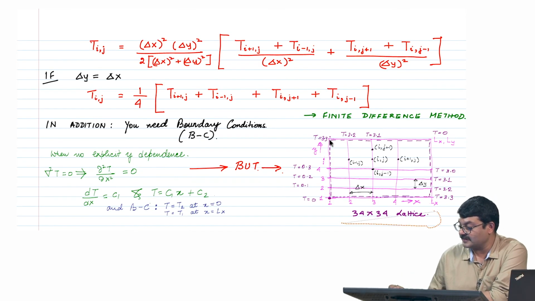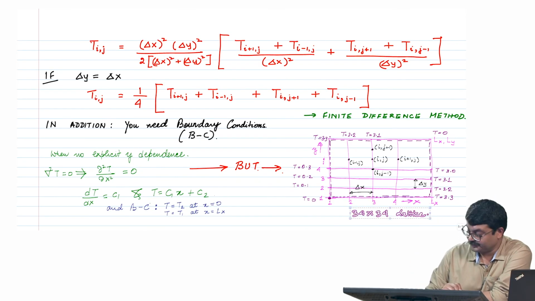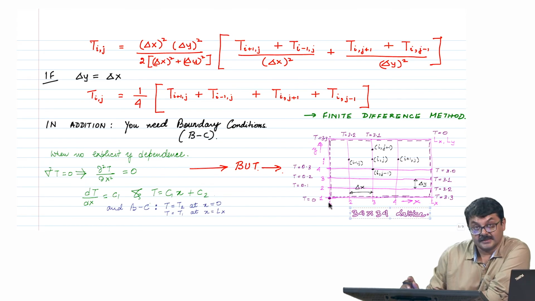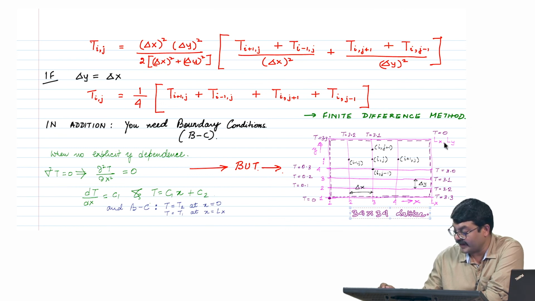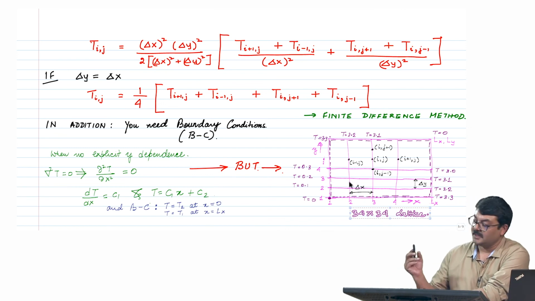Now, suppose you are taking a 34 cross 34 lattice, right. So, the temperature would increase from 0, 0.1, so on so forth to 3.3, and suppose along the x direction, here the temperature from here, which was 3.3, would decrease 3.2, 3.1 and so on so forth up till temperature 0 at L x and L y at this edge, right.